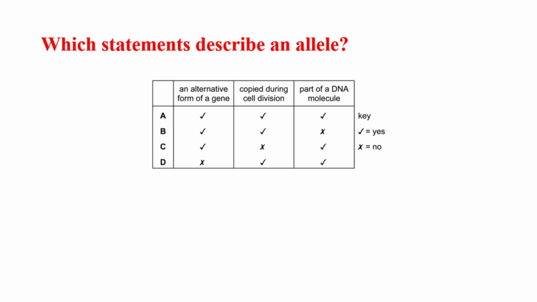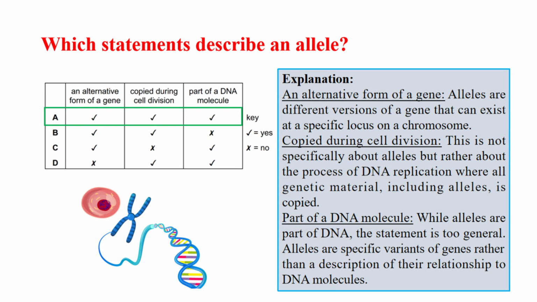Think about the definition of an allele. Alleles are different versions of the same gene found in the same spot on a chromosome, and they are part of DNA, which means they must be copied during cell division. If you're ready, here's the answer. Option A is the correct answer. It ticks all the boxes.